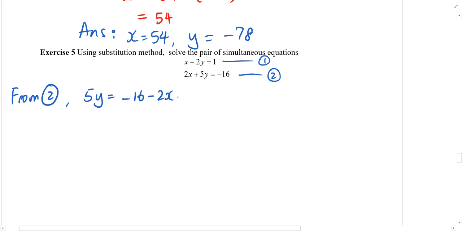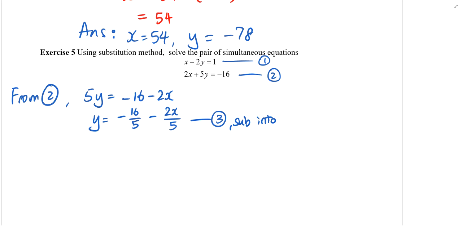So I want to make y the subject. y equals negative 16 over 5 minus 2x over 5. Wow, it really looks very complex, huh? This is my equation number 3. Okay, I will sub into which one, 1 or 2? Sub into 1, because I got this from equation number 2. So I sub into 1.